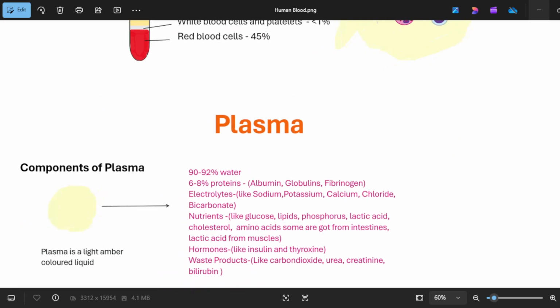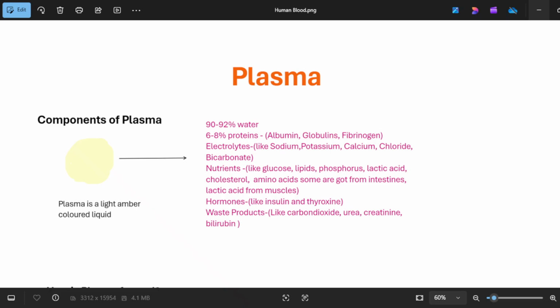Next, we'll look at each of these components in detail. Now plasma is there. So we just saw that plasma is a light colored, yellow colored liquid, or we can say amber colored liquid. But inside that normal looking liquid, we have so many components present inside plasma. You see, 90 to 92 percentage of plasma is made up of water. So out of the 100% plasma, nearly 92 percentage is made up of water.